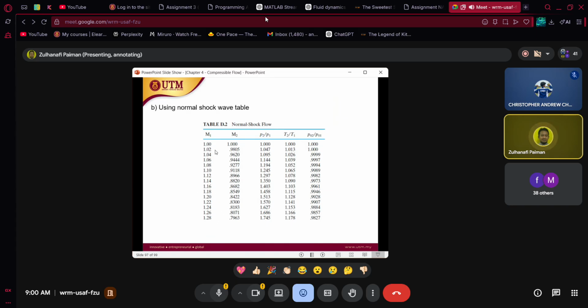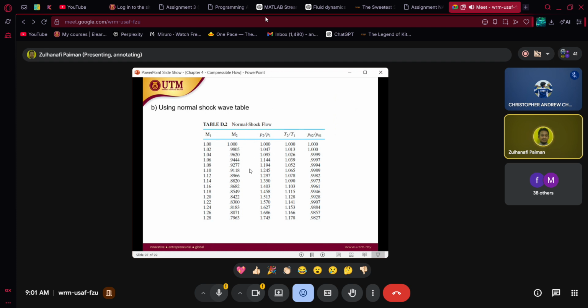It has to be supersonic. Mach number must always be greater than 1. And Mach number 2 represents the Mach number after the shock wave, and it has to be subsonic. Mach number must be less than 1. And here you also have the P2 over P1 and T2 over T1, before the shock wave and after the shock wave.